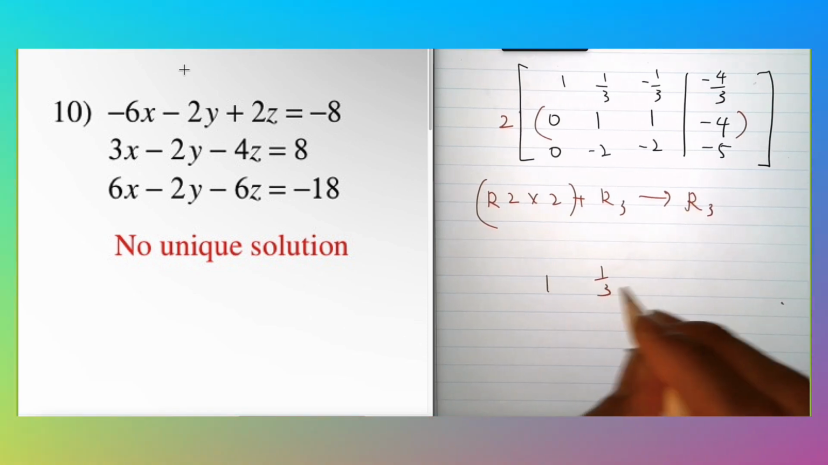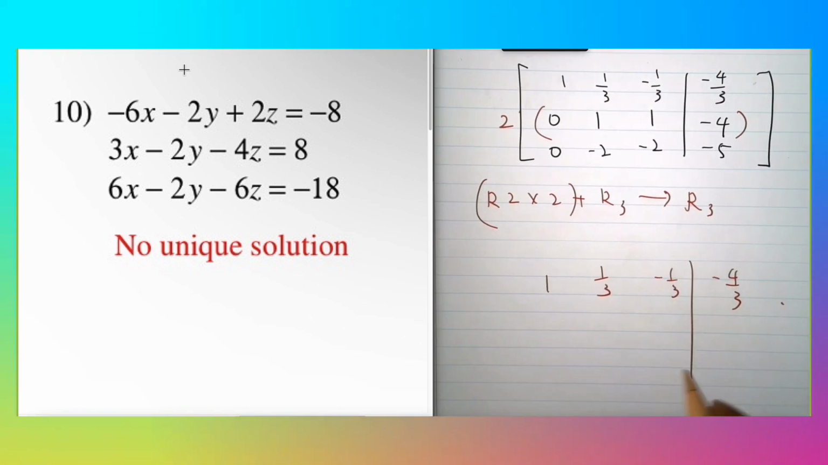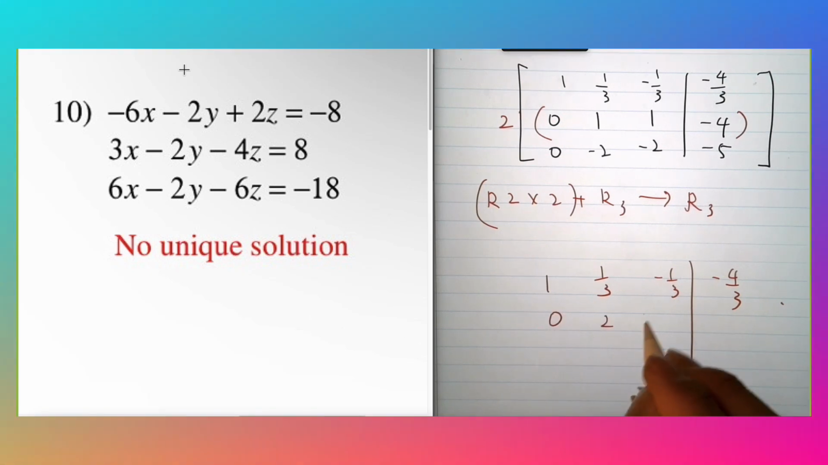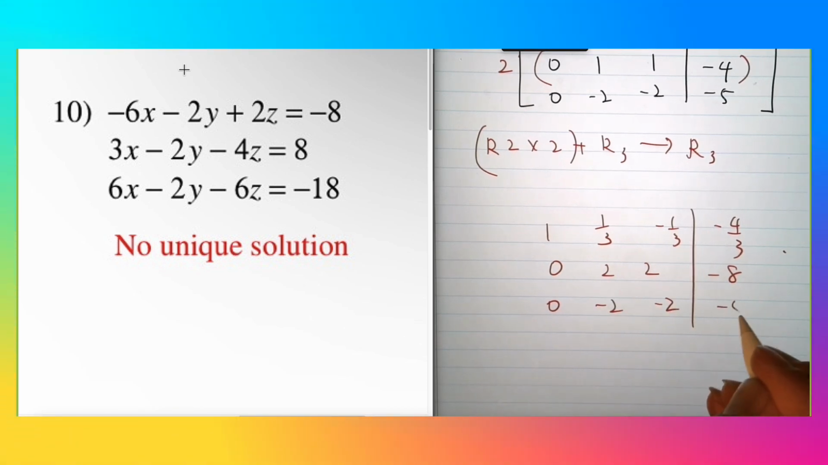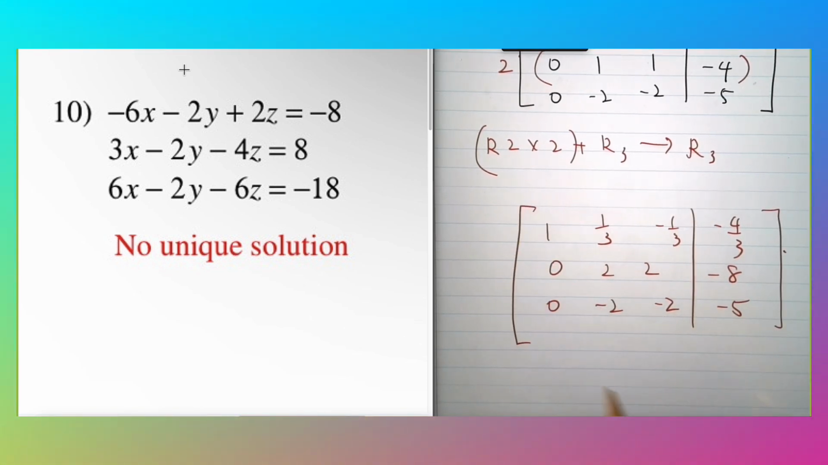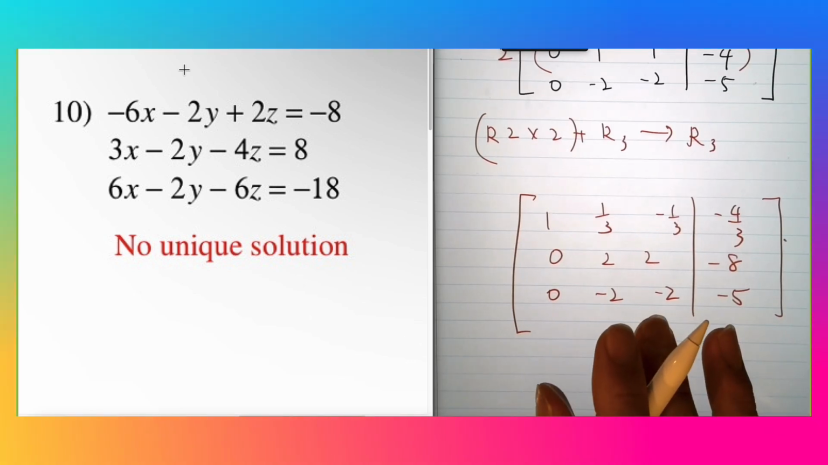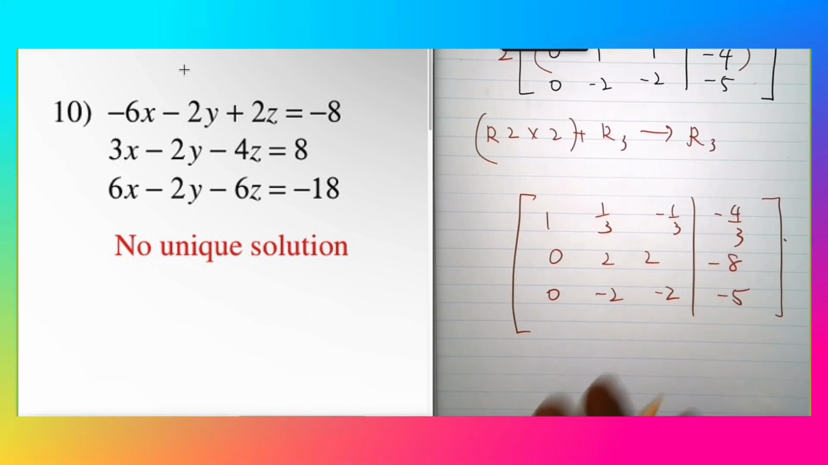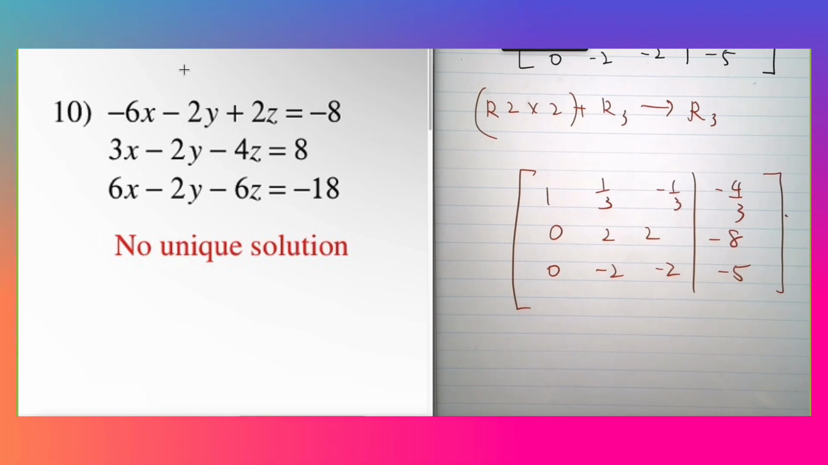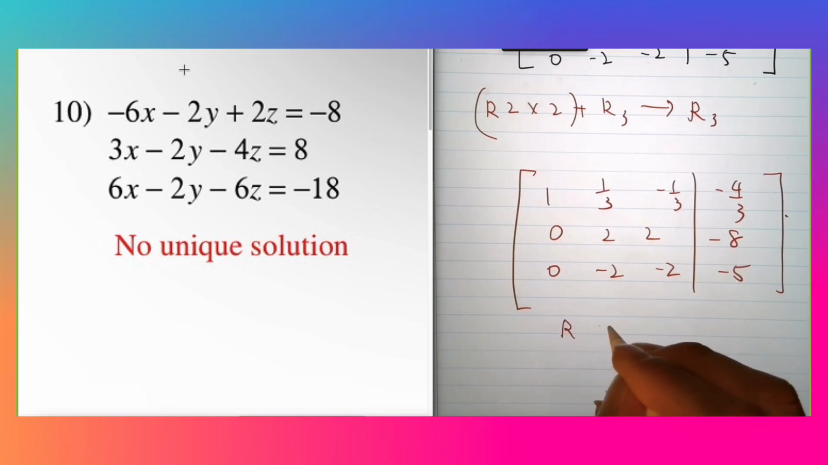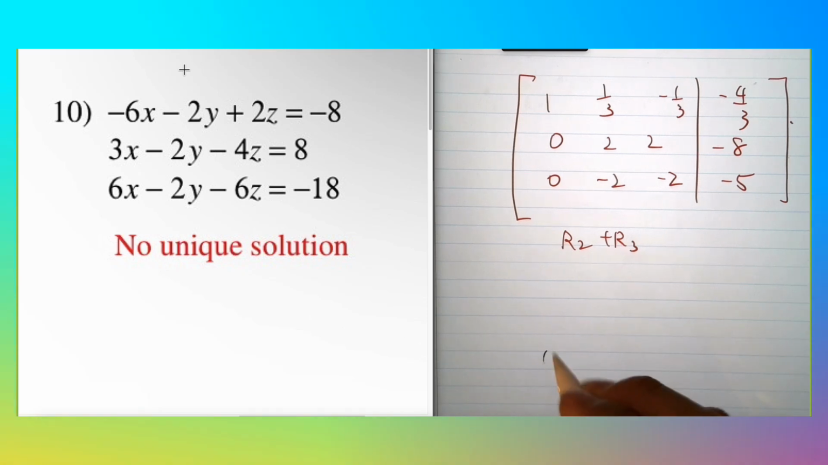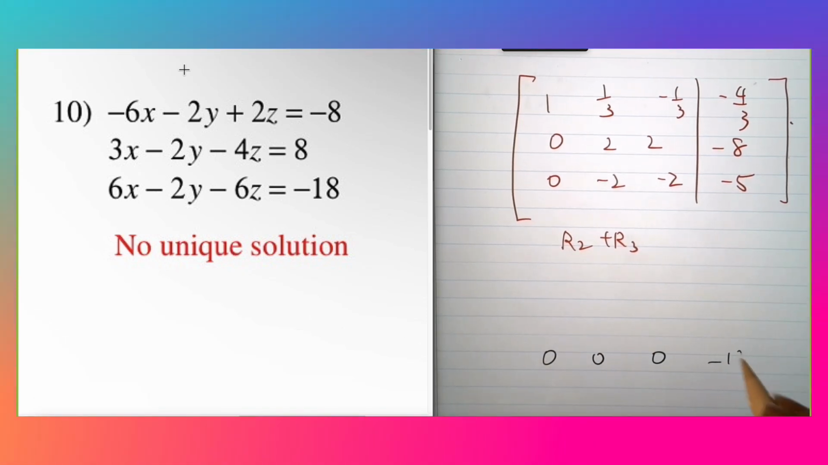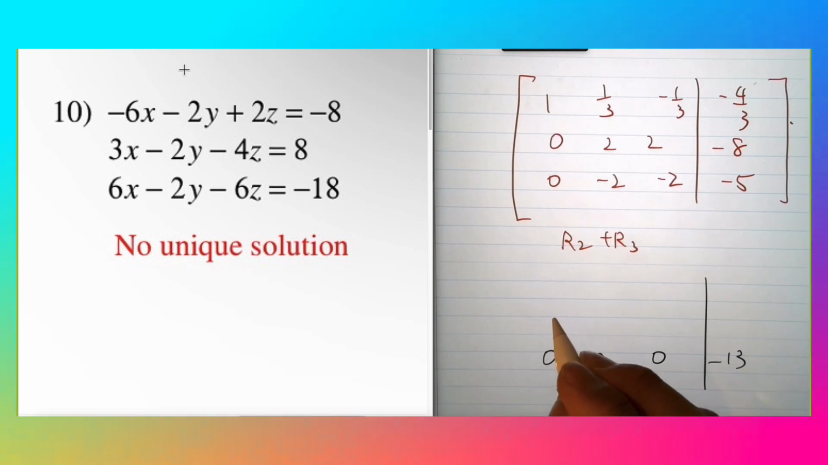Let's see. We have 1, 1/3, negative 1/3, negative 4 over 3. We have 0, 2, 2, and negative 8. And 0, negative 2, negative 2, negative 5. Alright, I am not sure if my calculation is correct, and I cannot see any worked out solution here, but I know this is giving us a problem. Because if you add R2 and R3, R3 is going to be 0s on the left, and if you combine this, you get negative 13. There's no way 0 can equal negative 13.